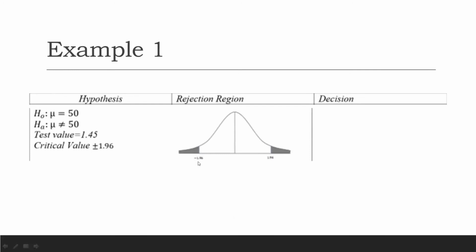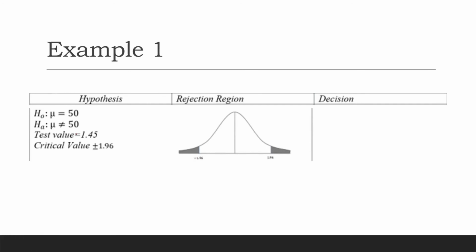Kung makikita natin, ito yung ating rejection region. And this number is negative 1.96 and this is the positive 1.96, dahil ito po yung critical value natin, the positive and negative 1.96. Ngayon, after natin ma-draw yung rejection region, magde-decide na tayo. Paano natin madidesisyonan? Titignan natin yung test value if magfo-fall siya sa ating critical or the rejection region.